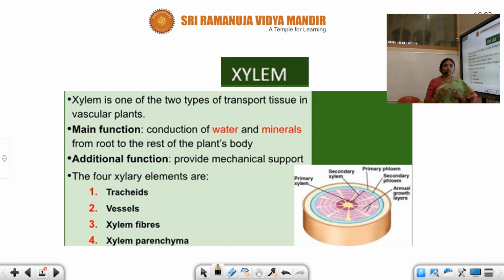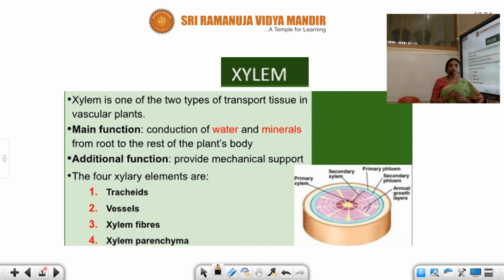Because xylem helps in conduction of water. The water which is absorbed by root hairs from the soil. Roots are present in the soil and root hairs absorb water. This water is conducted to the other parts of the plant. That means the water goes to the leaf, the fruit, flower, buds and other branches. This is conducted with the help of the xylem tissue.